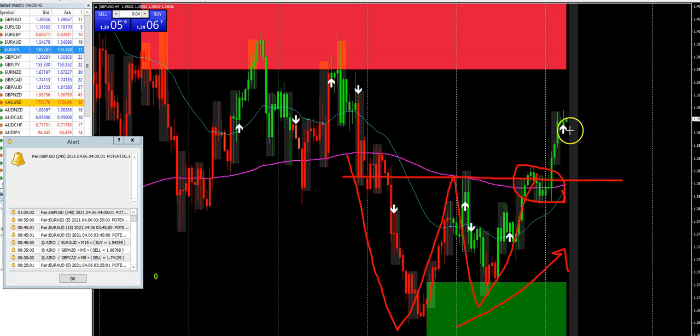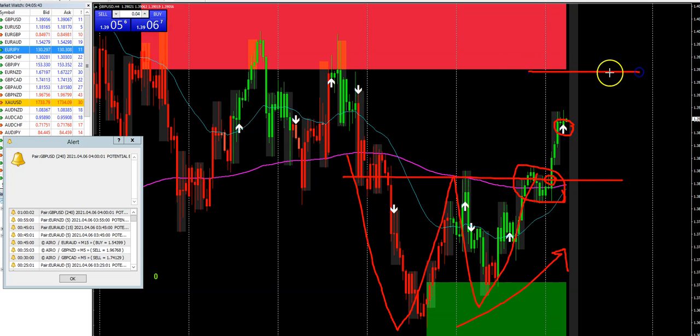There were 3 possible entries for this trade. You could have got back in after this bounce, right on this arrow here. You could have waited for the breakout of the W to happen. You could have got in here, and now it's actually saying you can get in here. And the end game is up here.